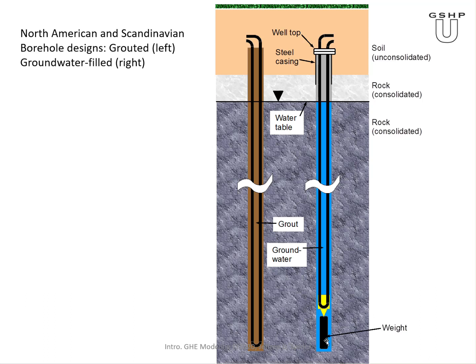And oftentimes they just put a weight on this. We often need a weight to get ours down, but they typically need a weight. So in that case, the U-tube just sits in the hole. And then this is all sealed, so the steel casing and the well top keep you from getting groundwater inside. And we'll be talking actually mainly about the grouted boreholes.